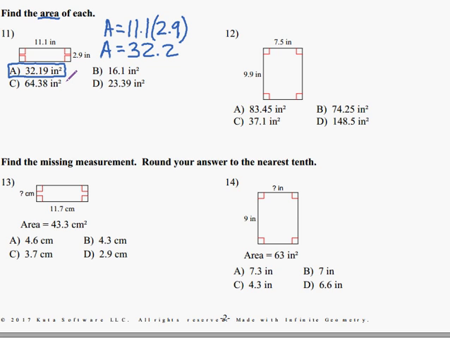To calculate my perimeter, I think about what happens if I walk all the way around the rectangle. Here I walk 11.1 inches. Then I'm going to walk 2.9 inches. Would I have to walk another 11.1 inches? And to get back where I started, I have to walk 2.9 inches.